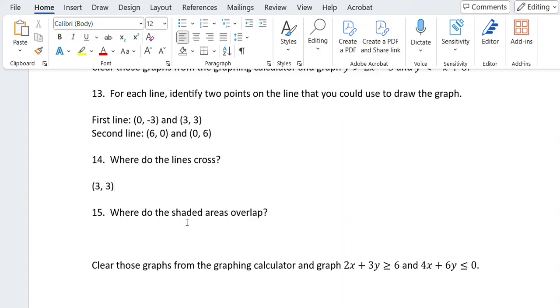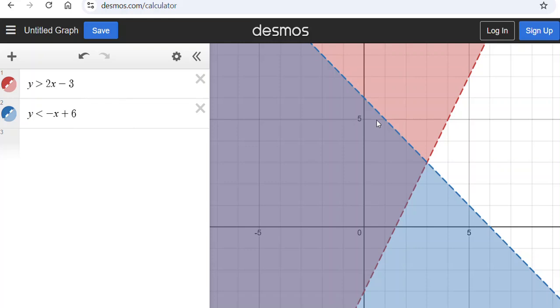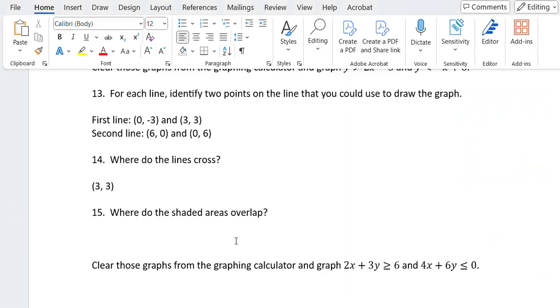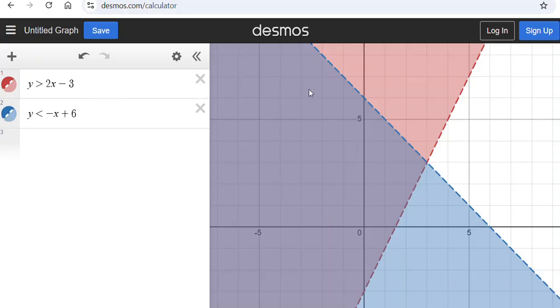My next question is, where do the shaded areas overlap? So I can see that the shaded areas overlap on the left side of the X in this area right here. So when you're doing these problems in MyLab, the overlap of the shaded areas is going to be the only part that you're going to shade. So that's why we're asking this question right now. So when I'm talking about what is the solution to the system, it would be the overlap of the shaded areas. So this part is the only part that I would shade in the MyLab questions.